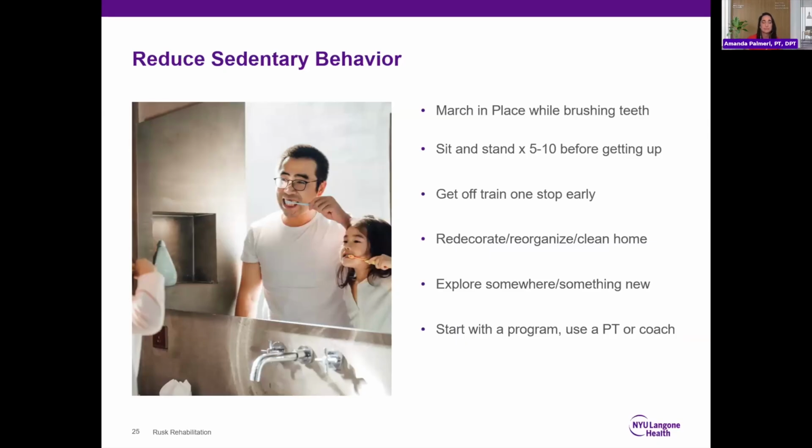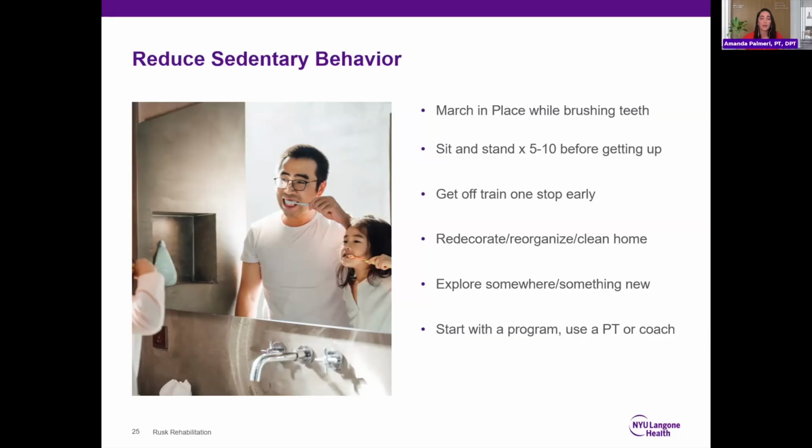Other ideas to connect activity with something that you do on a regular basis. So if we brush our teeth once or twice a day, that we are doing a marching in place during that 1 to 2 minute period that we're brushing our teeth. If we're going from a seated position to a standing position, that maybe we're doing a couple of squats or what we call a sit to stand exercise during that period of time.